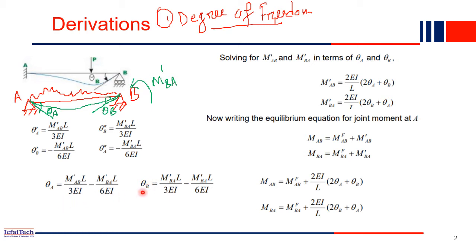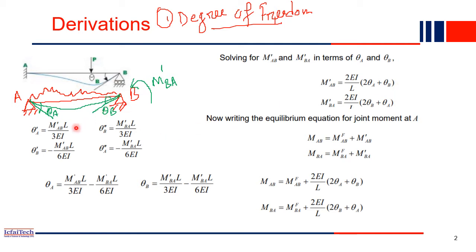Now theta B and theta A can both be written in terms of M'AB and M'BA also. So if you reorganize both the equations, they can be written in this format. In terms of theta A and theta B, if you reorganize both the equations, you will get M'AB equal to this value. Similarly, M'BA equal to this value: 2EI by L into 2 theta A plus theta B. Similarly, M'BA will be 2EI by L into 2 theta B plus theta A.